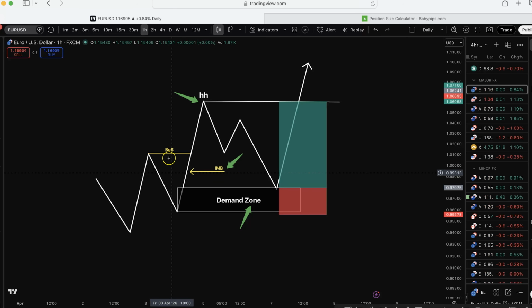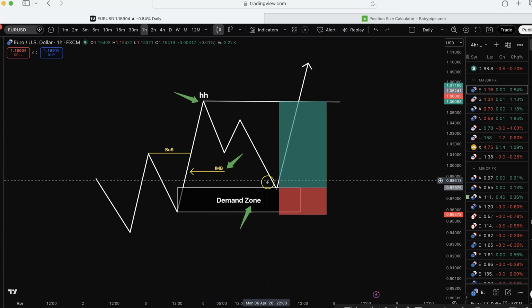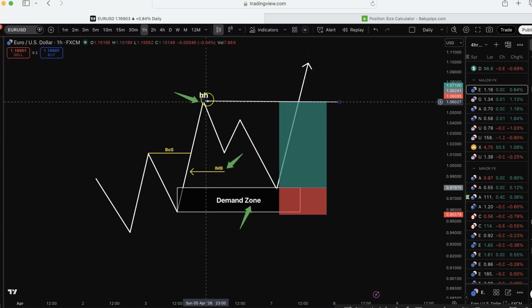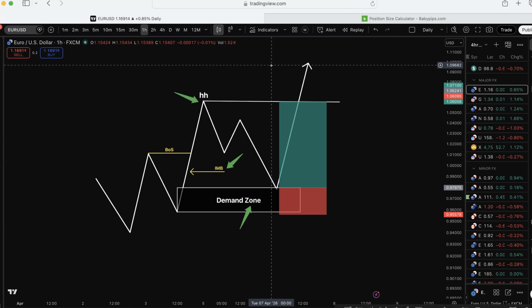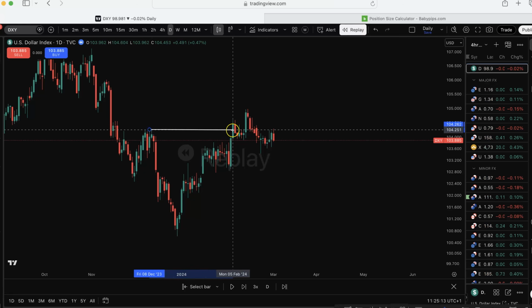So we're going to be looking for a break of structure into higher highs and then a pullback through an imbalanced range to retest the demand. Our target's going to be simple. We're just going to target the previous higher high. Now I'll show you all these different time frames so you can see what I'm trying to show you. So now we're on a daily time frame.